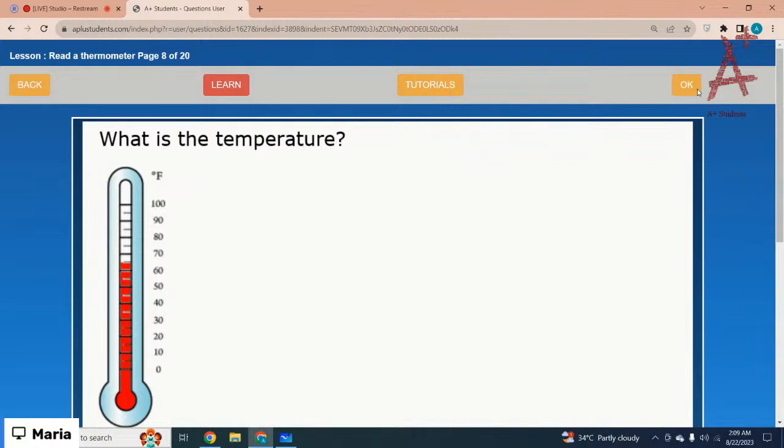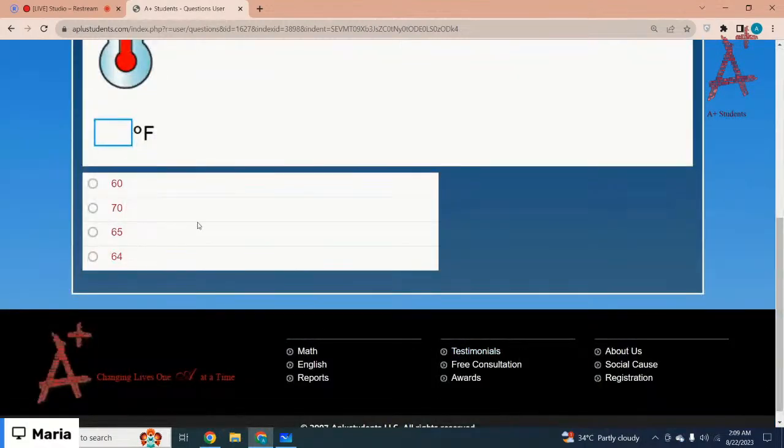The correct option is 65 degrees Fahrenheit. You can see the color has changed. The line is exactly midway between 60 and 70, so it would be 65 degrees Fahrenheit. The correct option is 65.